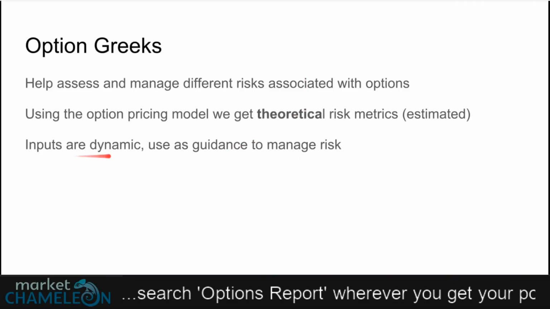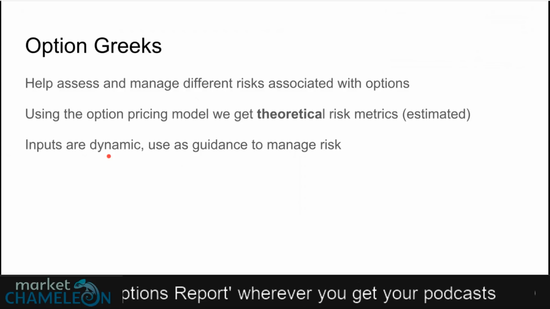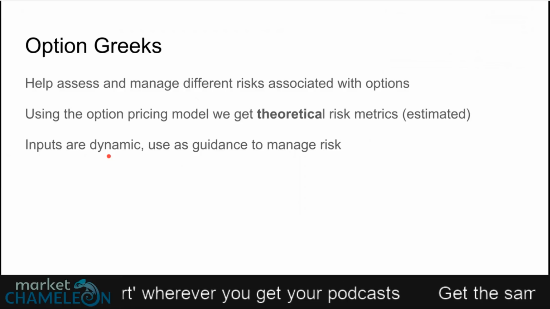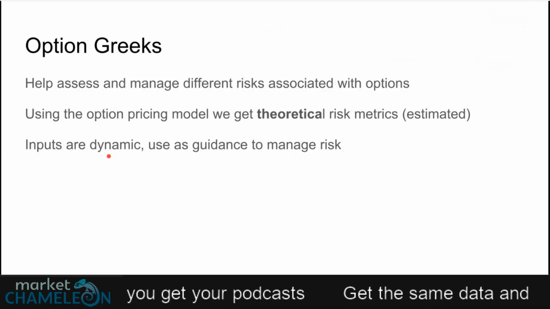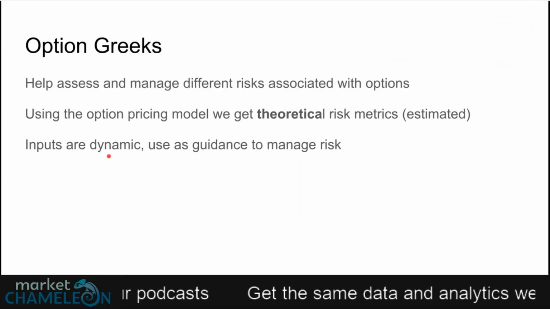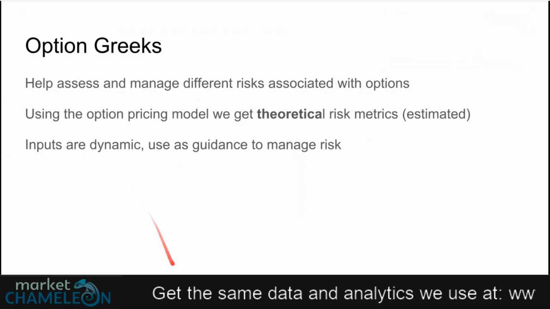And these inputs are dynamic. When we look at it, we just take a snapshot in time and say, what is our risk? But it could change. The stocks are moving around, and so is implied volatility. They're changing moment to moment, even if only a little bit, but you're getting an estimate of what your risks are.